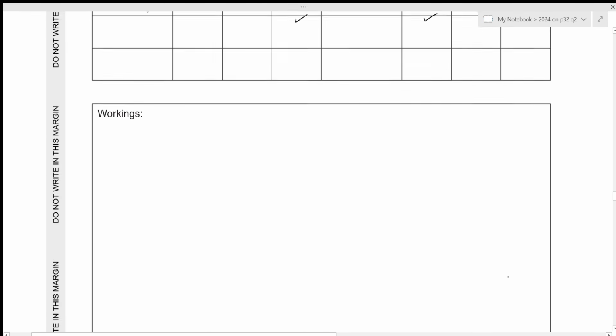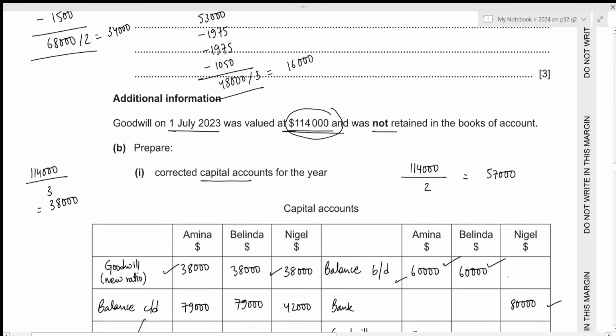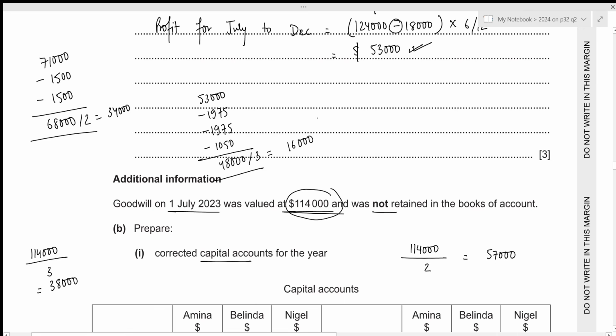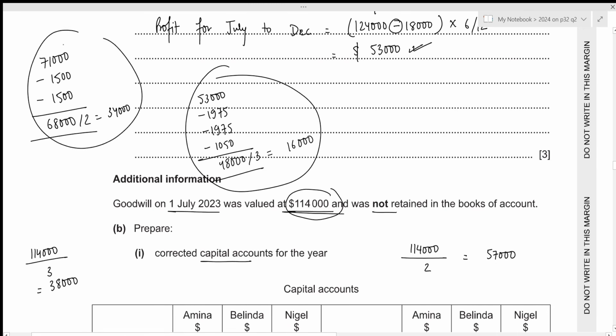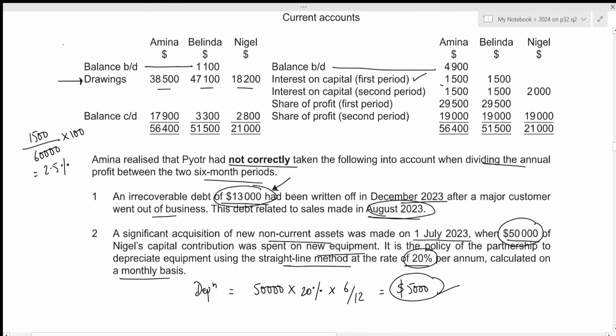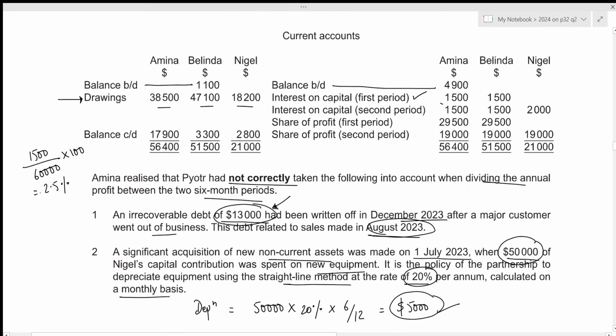Oh, we haven't given the working section as well. So instead of doing all of your workings here, you need to show these workings within that particular box so that you get your markings correctly. You need to show the working for your rate of interest as well.